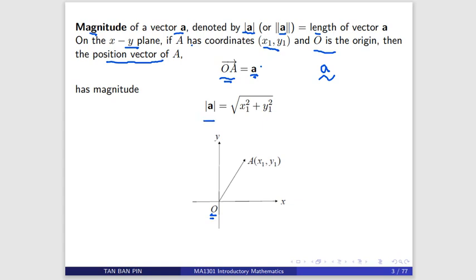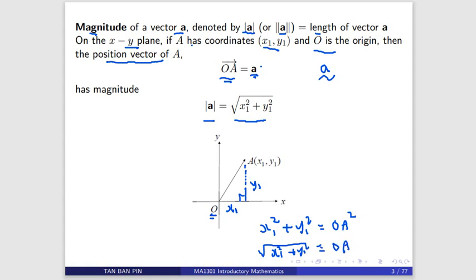And the magnitude of A is given by the square root of x1 squared plus y1 squared. This formula came from Pythagoras' theorem. If A is x1, y1, this horizontal length will be x1, and the vertical length will be y1. So Pythagoras' theorem says that x1 squared plus y1 squared is OA squared. So OA will be the square root of x1 squared plus y1 squared, which is the length of the vector.